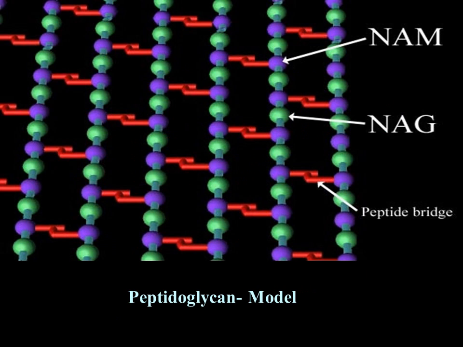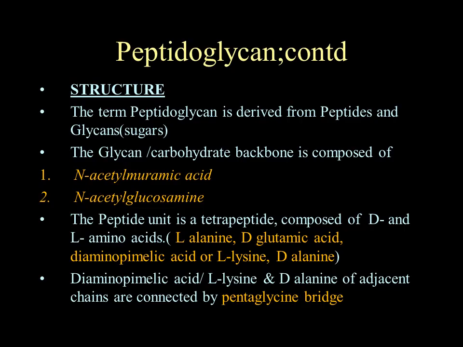We have N-acetyl muramic acid and N-acetyl glucosamine, abbreviated as NAM and NAG, with peptide chains coming out of the N-acetyl muramic acid, and these peptide chains are linked with each other through glycine bridges. I will show you this structure in another slide. So the term peptidoglycan is derived from peptides and glycans.